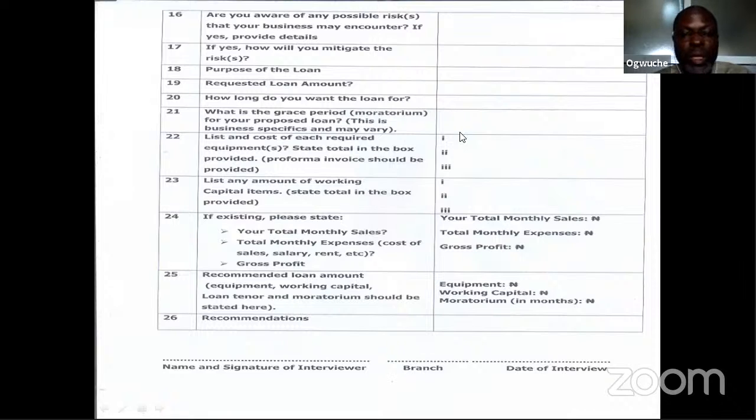All right, so items 24, 25, and 26, that is for the bank's own purpose. So after you answer all those questions, they will now use 24, 25 to do the assessment and then do the recommendation. So that's how this form is structured. Then you will now see the name and signature of the interviewer, the branch, and then the date of the interview. So that is for this form.